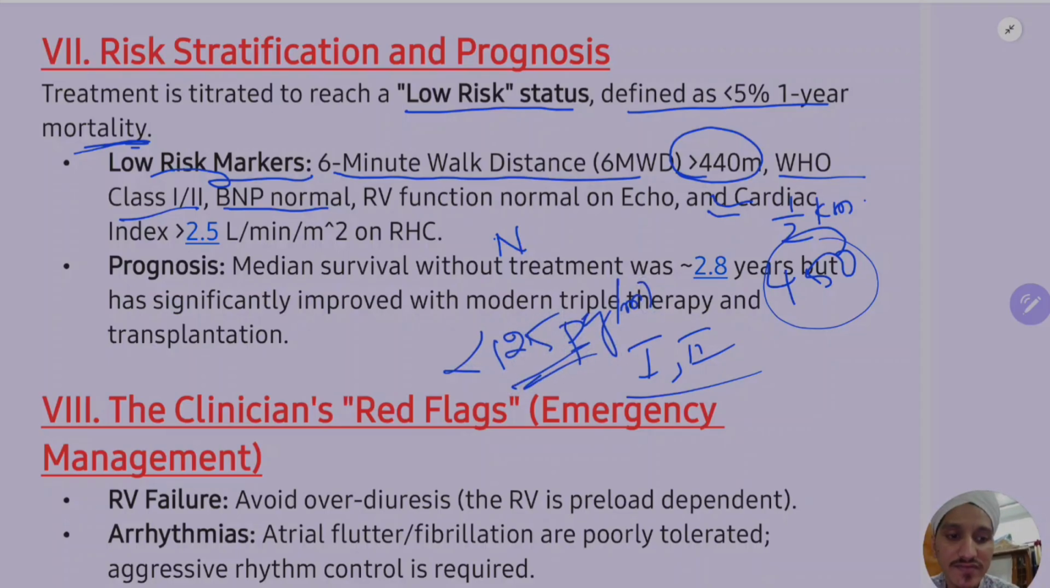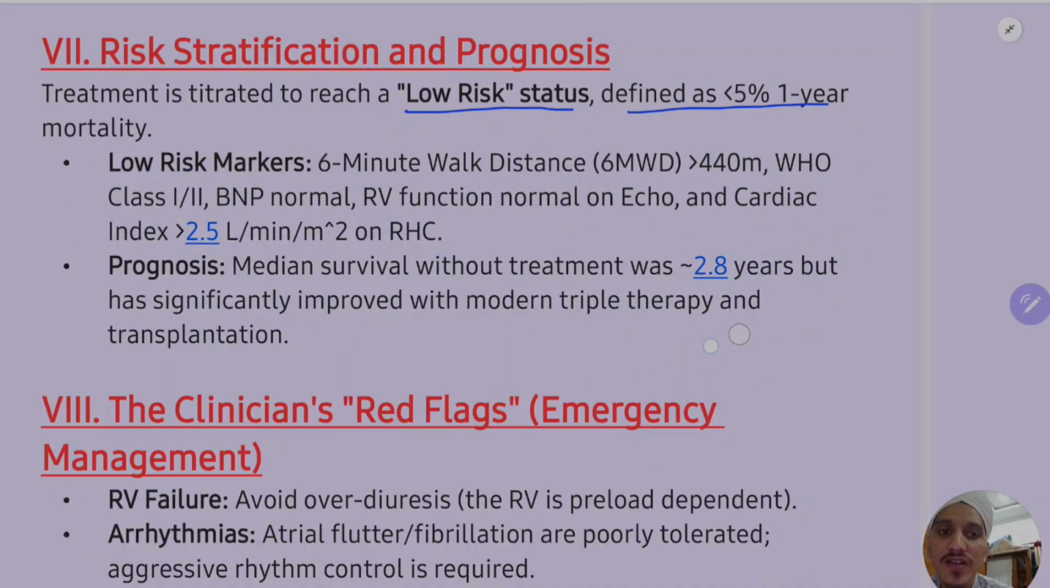That depends upon the age, which I have explained in the topic of heart failure in detail. Right ventricular function is normal on echo, that is also low risk. Cardiac index more than 2.5 liters per minute on right heart catheterization, that is also a low risk marker. Very easy among these is the 6-minute walk distance and NYHA class 1 and 2. Then brain natriuretic peptide, then 2D echo. So these 4 things: 6-minute walk distance, NYHA class, brain natriuretic peptide and 2D echo will predict the low risk status.